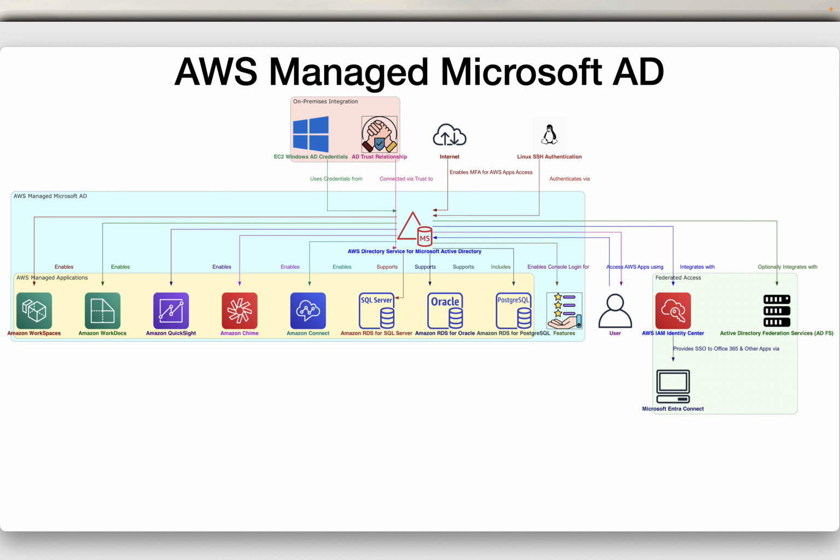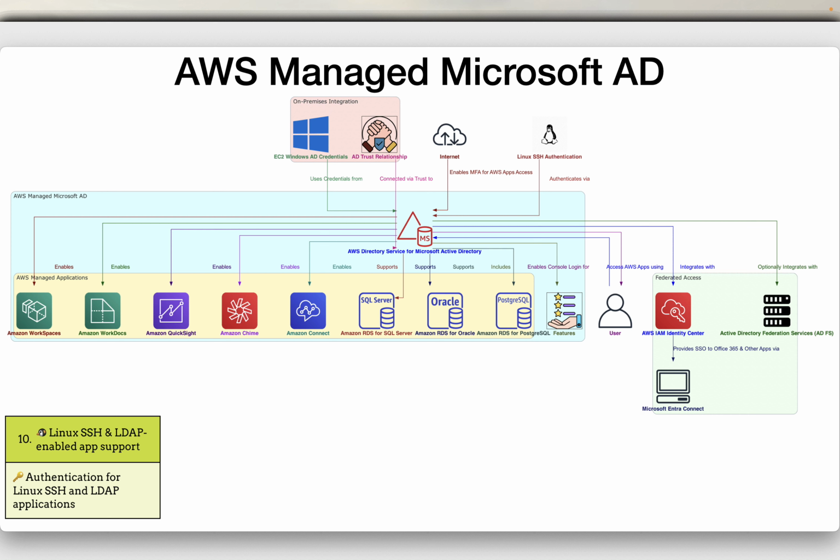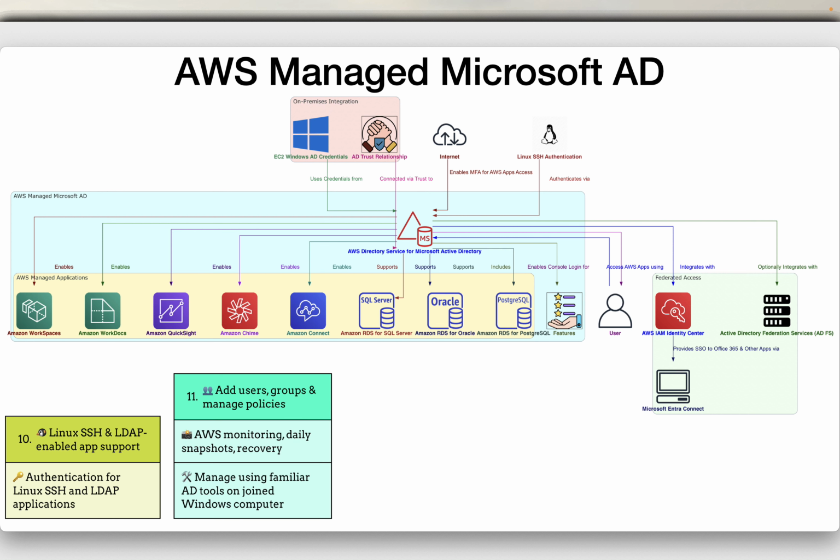Okay, moving on. Tenth feature: as an LDAP directory, AWS Managed Microsoft AD can be used for Linux SSH authentication and other LDAP enabled applications. AWS provides monitoring, daily snapshots, and recovery. You add users and groups to AWS Managed Microsoft AD and manage group policy using familiar AD tools on a Windows computer joined to the domain.